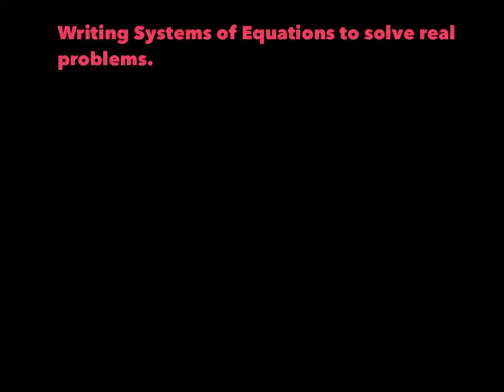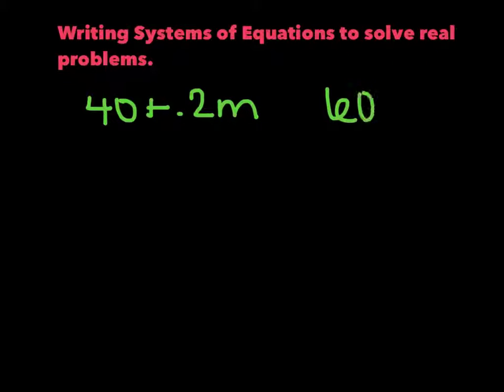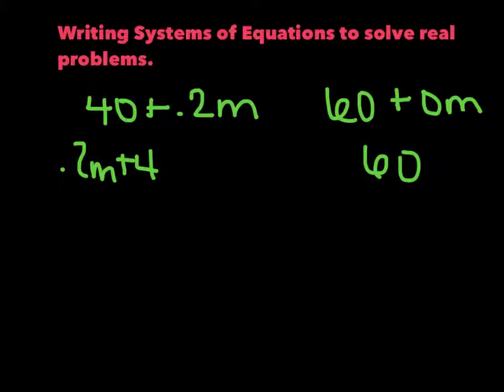So anyway, the first plan is $40 per month. So you have to pay the $40 regardless. And then it costs 20 cents per text message. I'm going to call that M for message. Then your other plan is just $60 a month. And your text messages are free. So your text messages cost 0. Well, 0 times anything is just 0. So this is 60. And this, again, I'm going to rewrite that. So it's 0.2m plus 40.